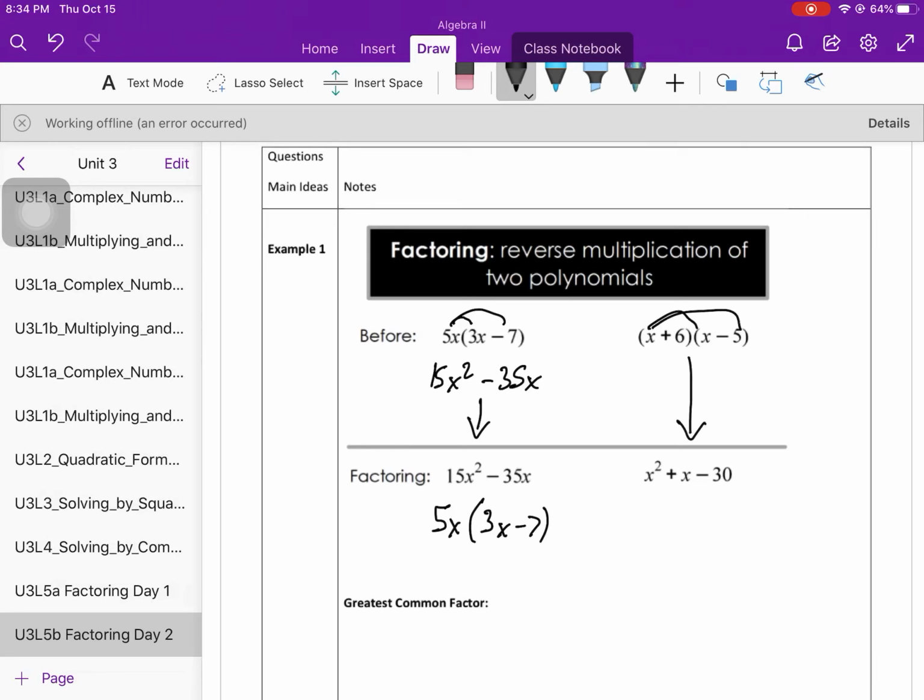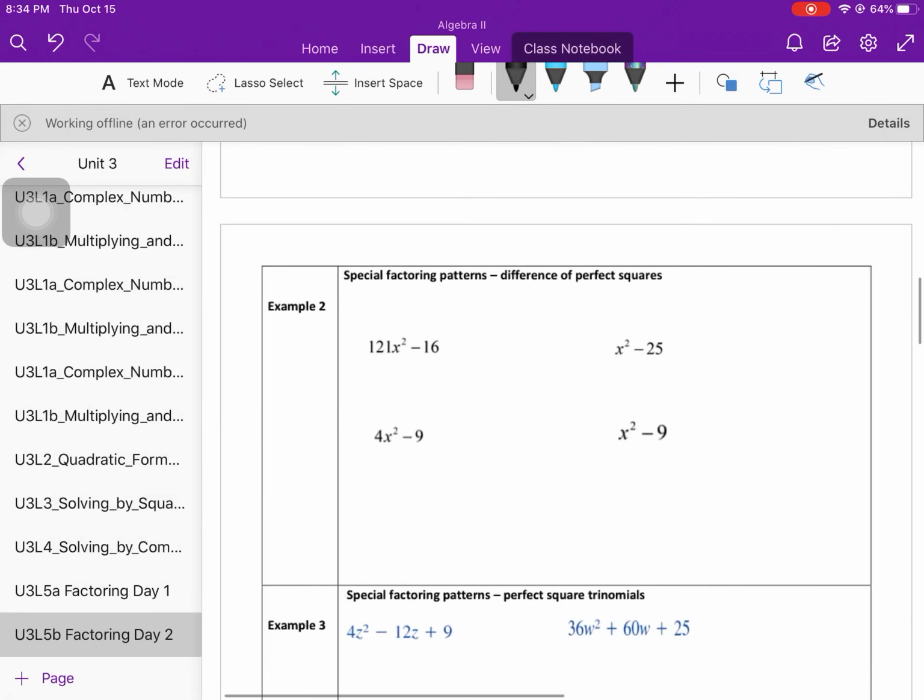And then this one right here, if we were to FOIL everything out, we would end up with this right here. And from our practice yesterday, we know that x and x, factors of 30 that have a difference of 1. The sign for x is positive, so the bigger number is positive, which would be 6, and then minus 5, which is what we had up above.